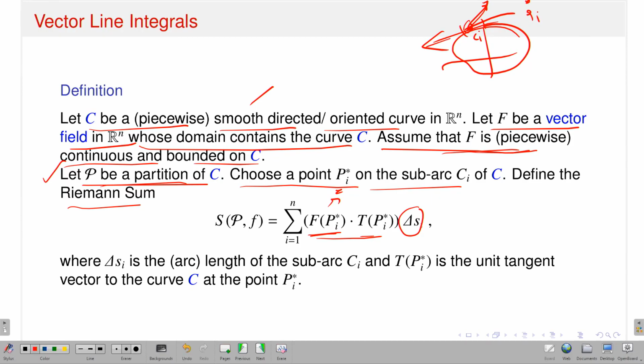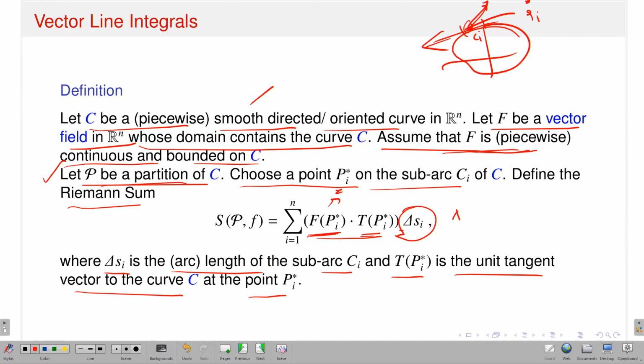Then you have the notion of what is called the unit tangent vector. What you have to do is take the dot product, that means F of Pi star dot product with T of Pi star, and that will give you a scalar. Then you multiply it by delta S. What is delta S? I think this should be delta Si, yes, the i is there. So this is delta Si, the arc length of the subarc Ci, and T of Pi star is the unit tangent vector of the curve C at the point Pi star.